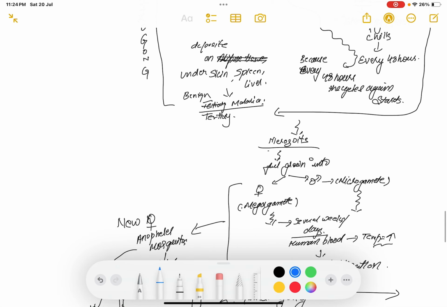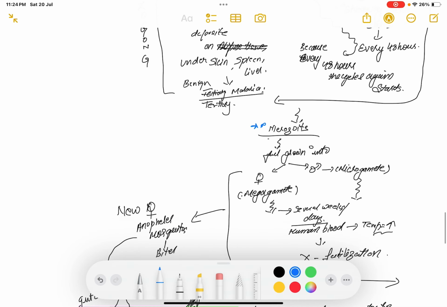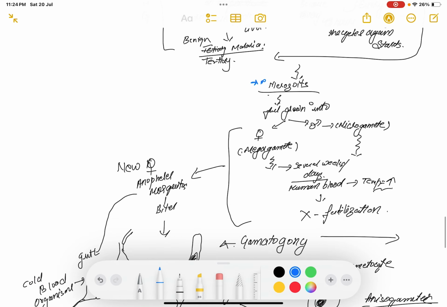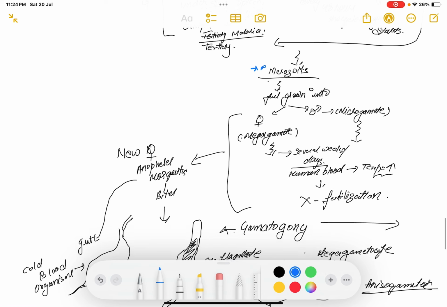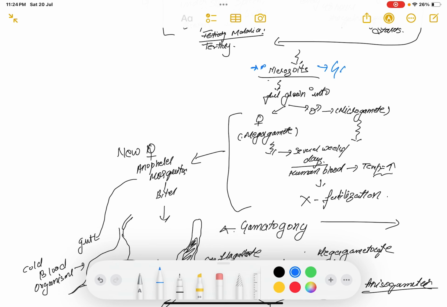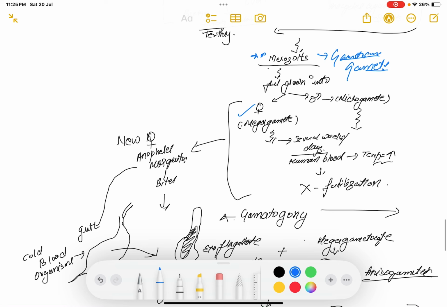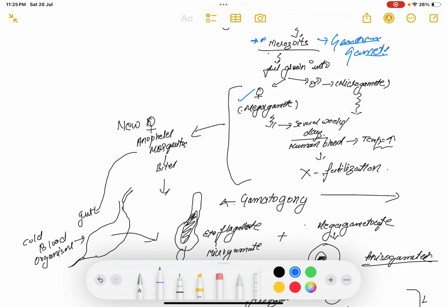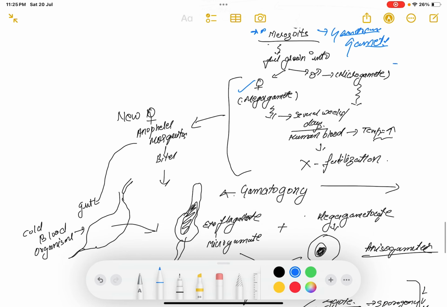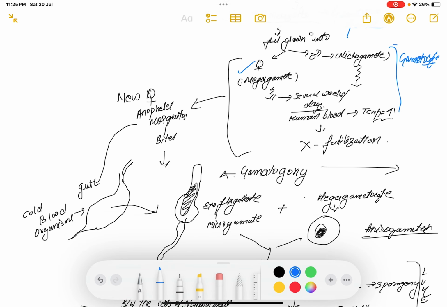Then some of the merozoites go and attack other RBCs and multiply, and some in the RBCs only undergo gametogenesis and are converted into gametes. Some of the gametes, the female ones, are called megagametes, which are larger in size, and the other ones are microgametes, the male gametes, which are smaller in size. In this condition they are called gametocytes, male and female.